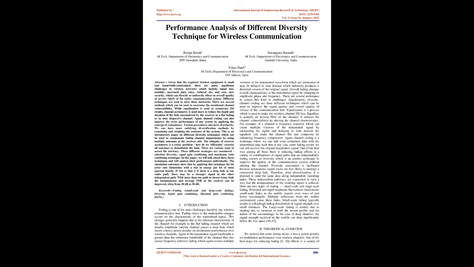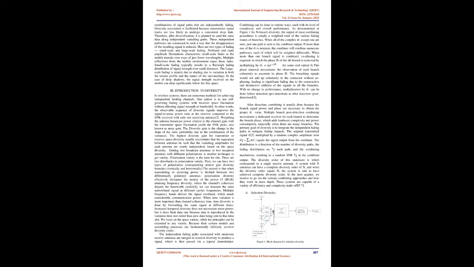One of the best ways among all these three to reduce fading effects is a variety of combinations of signal paths that are independently fading, known as diversity, which is another technique to improve the quality of the communication system without altering the channel. Diversity is facilitated because independent signal paths are less likely to undergo a concurrent deep fade. Therefore, in diversity, it is planned to send the same data along independent fading paths. These independent paths are combined in such a way that the fading of the resulting signal is reduced.